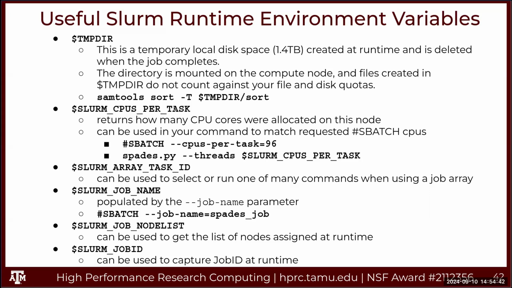We went over the Slurm CPUs per task. You can use this variable instead of hard coding the tasks in your commands. Array task ID: if you use a job array, there are task IDs. Slurm job name: you can use this if you want to create output files with the job name. That's taken from the job name sbatch parameter. There's a node list. Some software needs you to specify the node list, so you pass the names of the nodes that are running to the software. You can get this value using this environment variable.